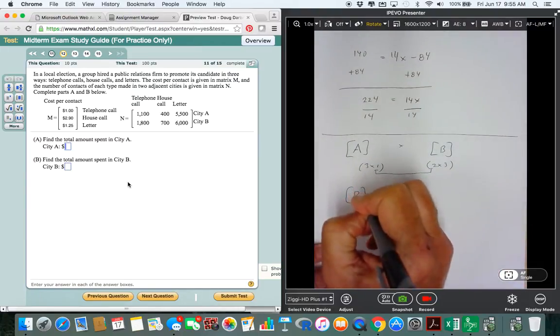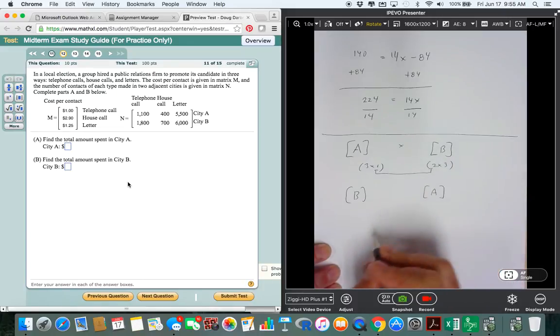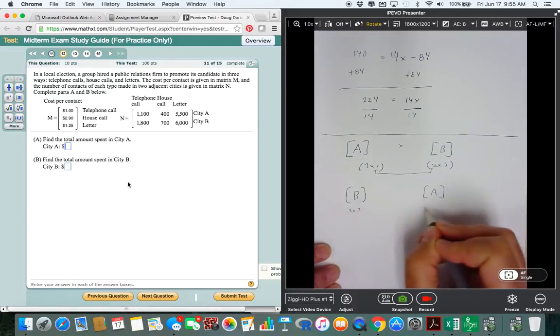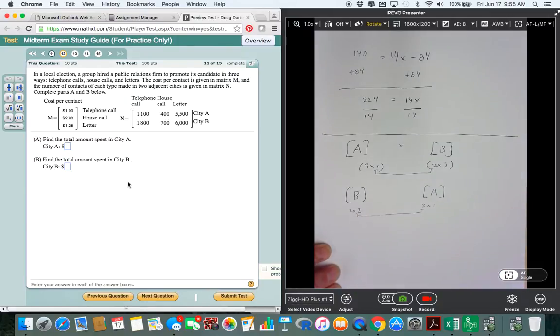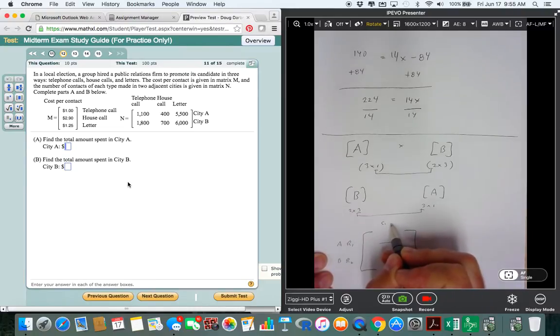Now, if I go B times A, this is 2 by 3. This is 3 by 1. Life is good, and it's going to produce a 2 by 1 matrix. Now, what are these values going to represent? Total amount spent, right? So this will be our city, and then this will be our total.